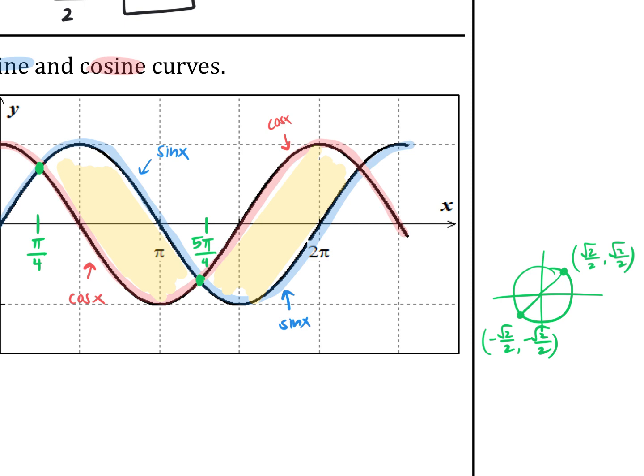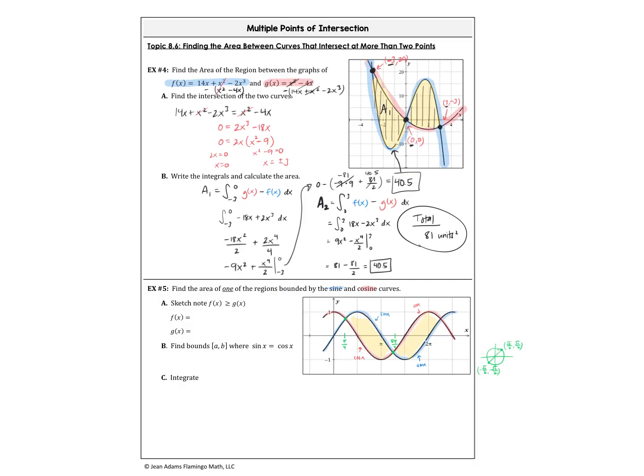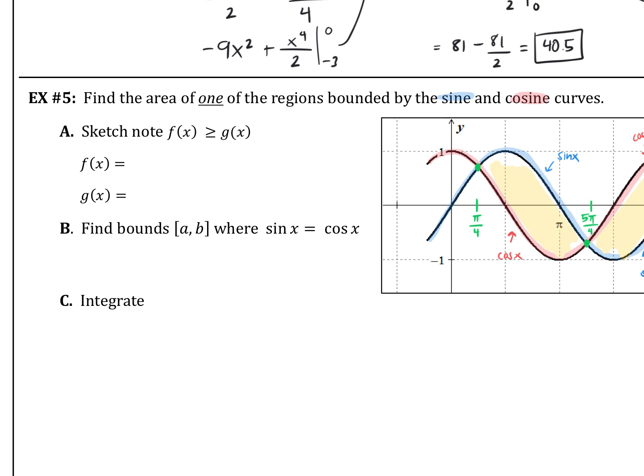Make sense? Okay. So again, we're going to take the area of the top curve minus the area of my bottom curve from those two x values and then evaluate it, and that's your answer of the area between the two curves. So my bounds, what we just found, are pi over 4 to 5 pi over 4.